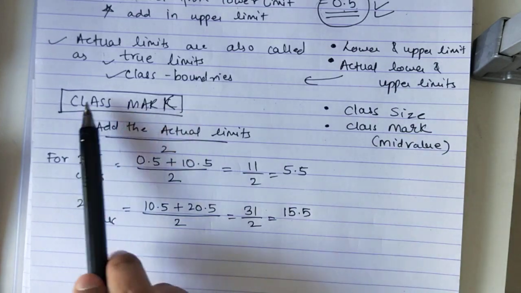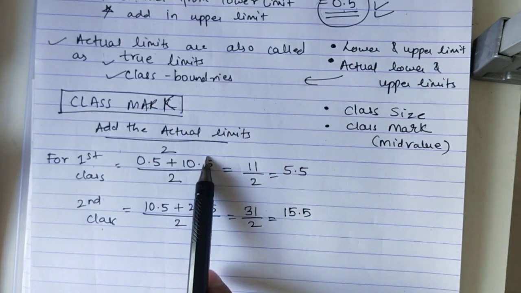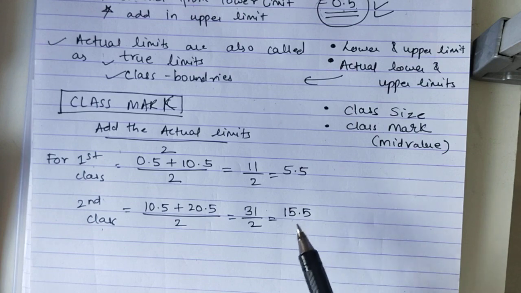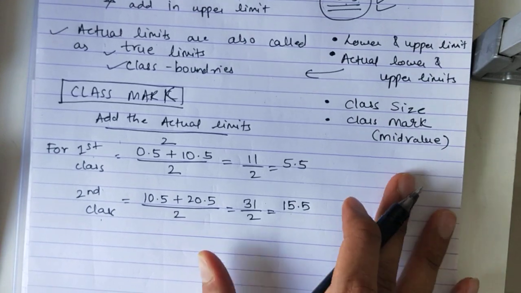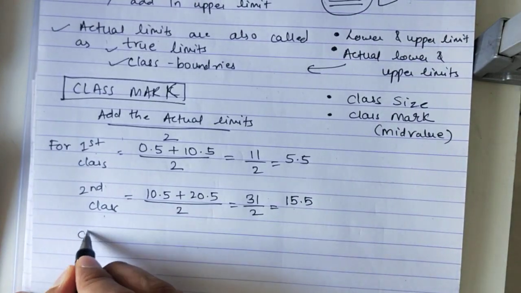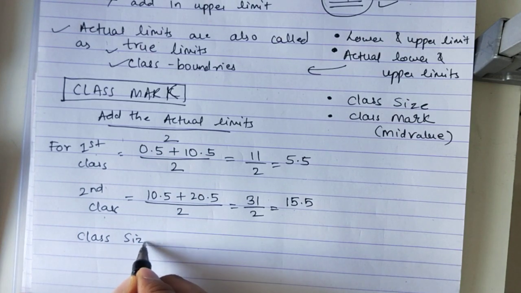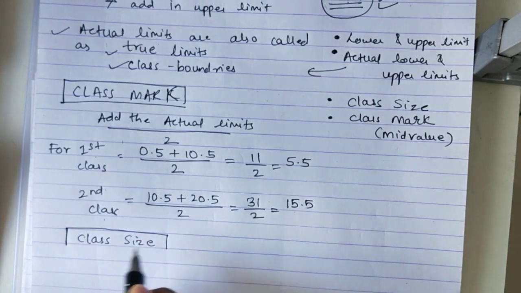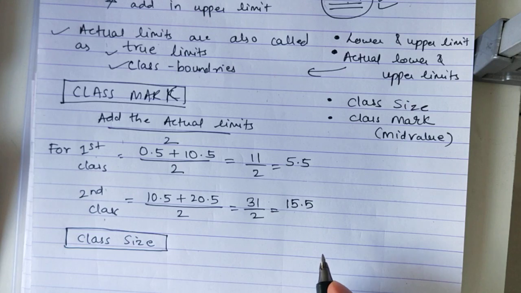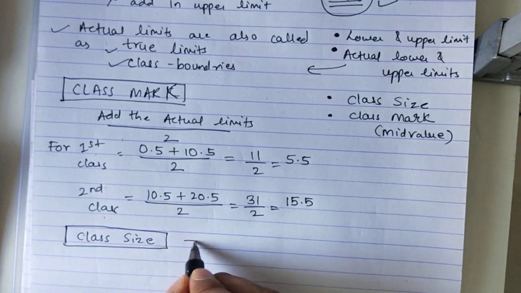I hope you have understood what is class mark. Class mark means add both the limits and divide by 2. Now next is class size.